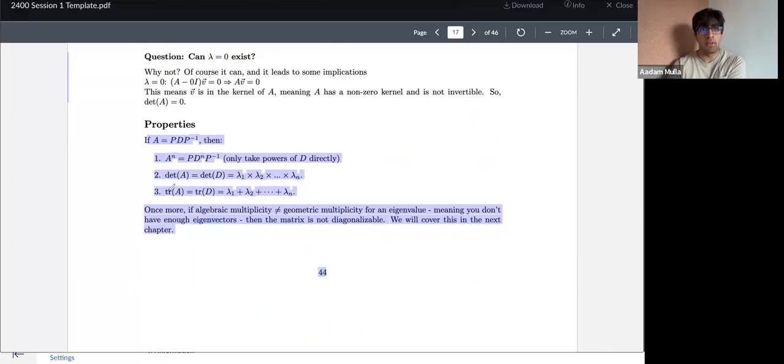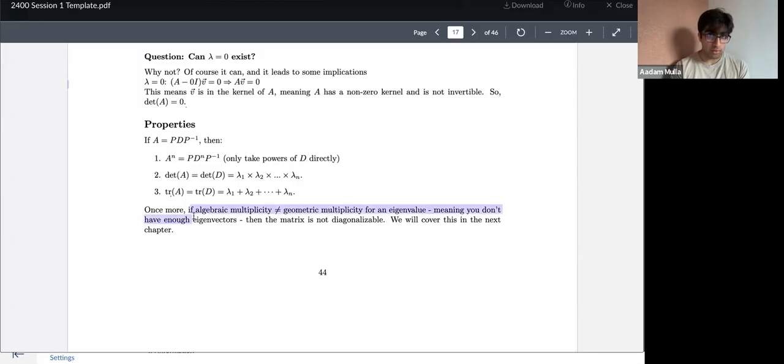The determinant of A and the determinant of D are the same. The trace of A and the trace of D are also equivalent. The determinant is equal to the product of the eigenvalues, and the trace is the sum of the eigenvalues. That's just a neat trick. If you do some examples, you can show that, and it's a good property that they can test you on.